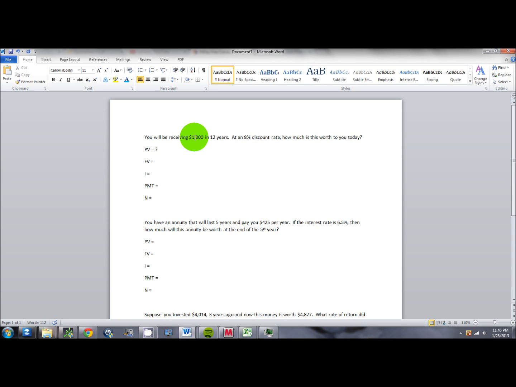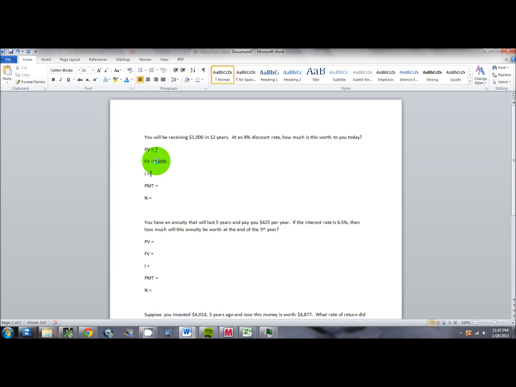You will be receiving $1,000 in 12 years. So at an 8% discount rate, how much is this worth to you today? Now I already have this filled in, but this line right here tips you off to the fact that you are looking for a present value. Then I would draw a timeline. I would certainly advise all of you to include a timeline along with your work so that when I'm grading it, I can clearly see what you're trying to do.